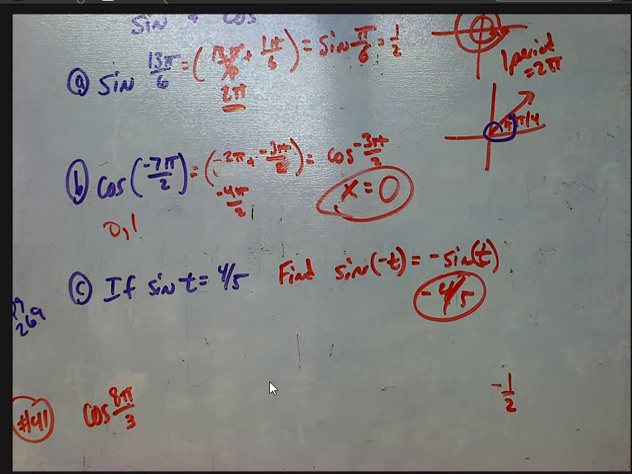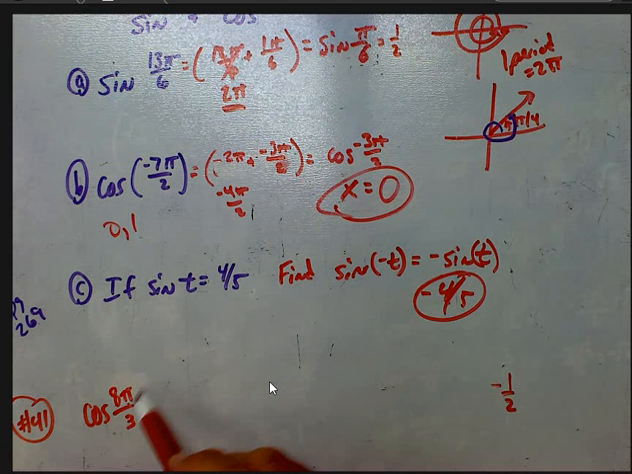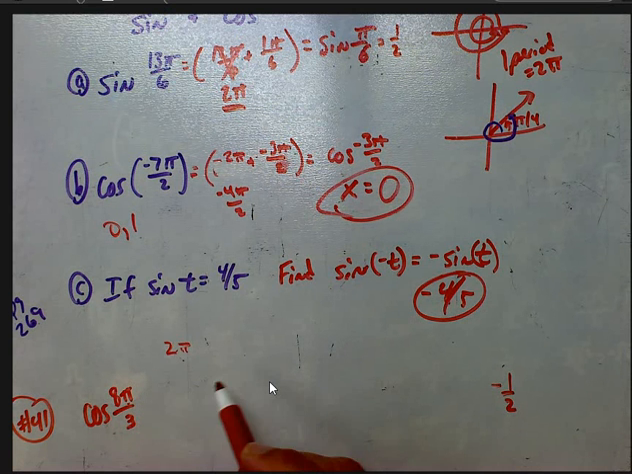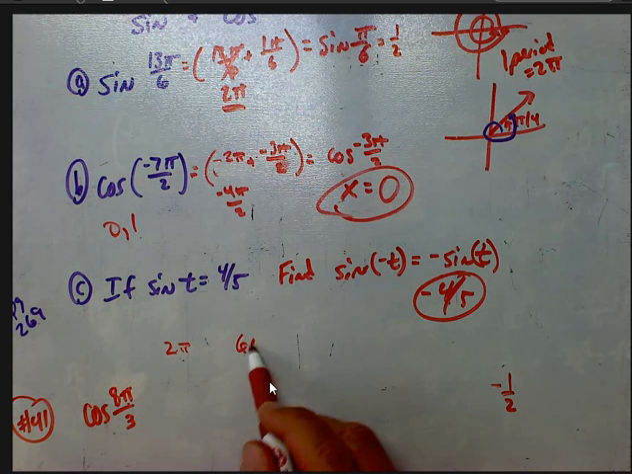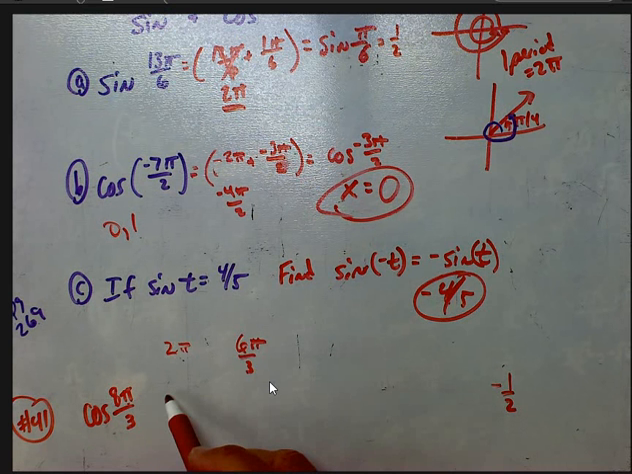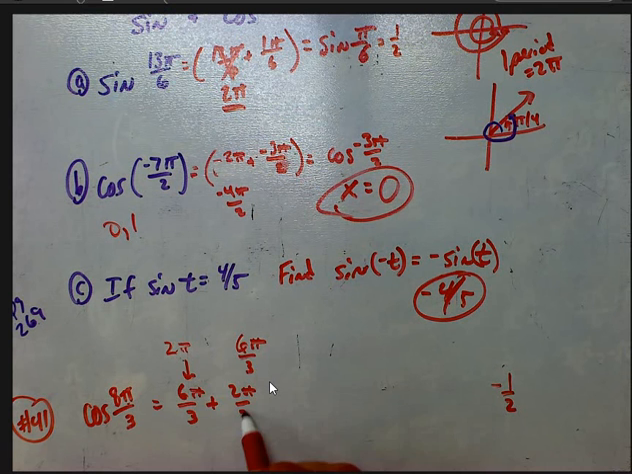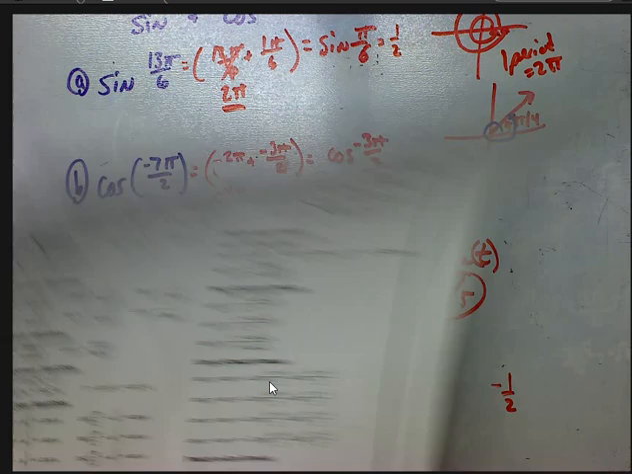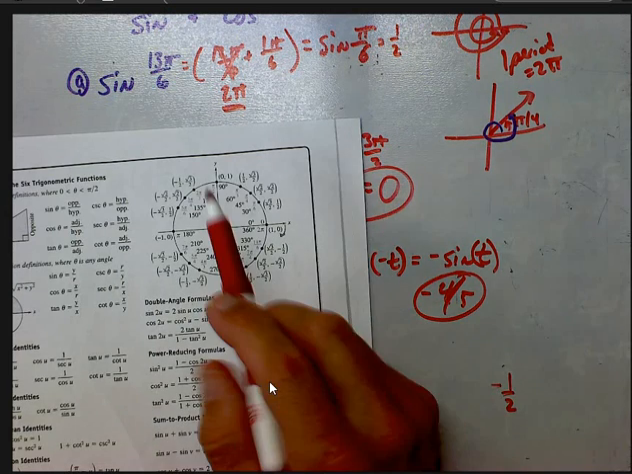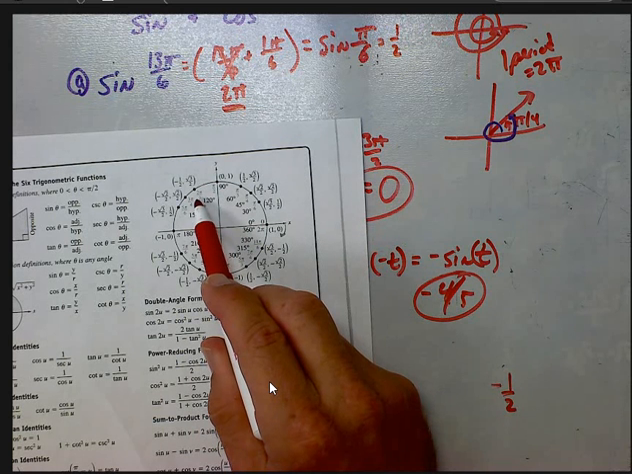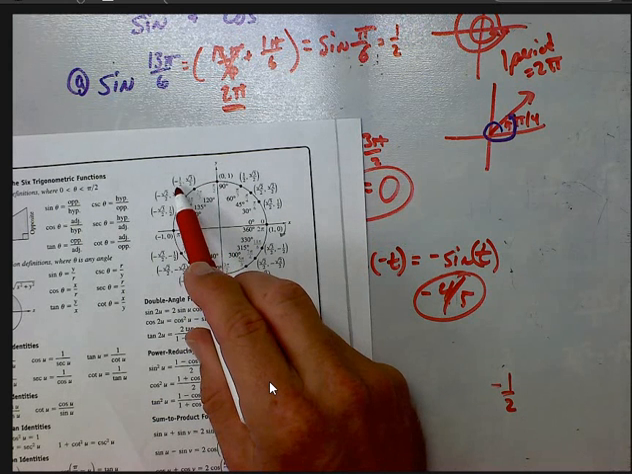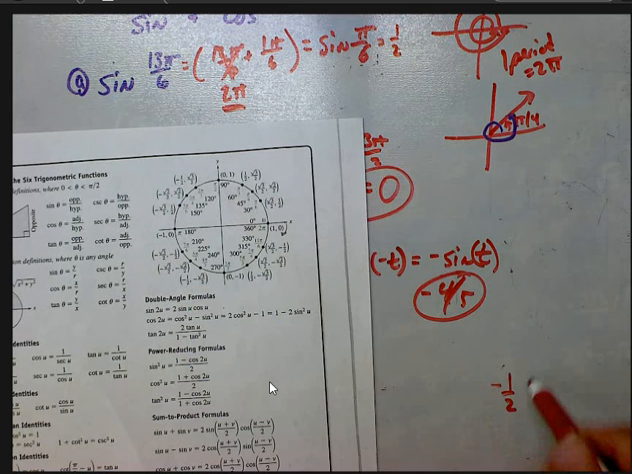Well, I'm going to take 8 pi over 3. I notice that if I take out 2 pi, in terms of thirds, that is 6 pi over 3. And so 8 pi over 3 is 6 pi over 3, or 2 pi, plus 2 pi over 3, which means it's also equal to the cosine of 2 pi over 3. If I go in my circle to find 2 pi over 3, which is located right here, cosine is x. The x value is negative 1/2. That's how you get negative 1/2 for the answer number 41.